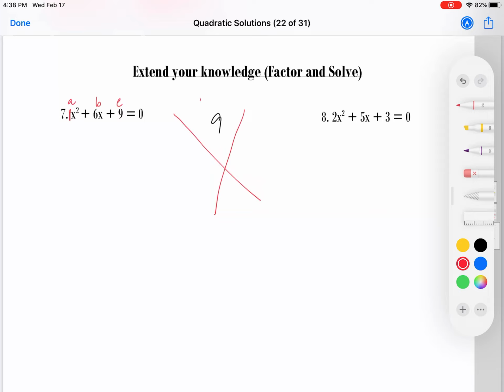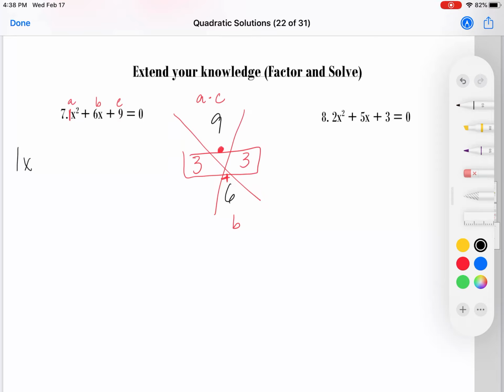B stands for bottom. Let me put this here to help you. A times C is the top, B is the bottom. The number that goes on the bottom is a 6. So what I need to figure out is what multiplies to make 9, but adds to make 6. And the correct answer is 3 times 3 makes 9, where 3 plus 3 equals 6.